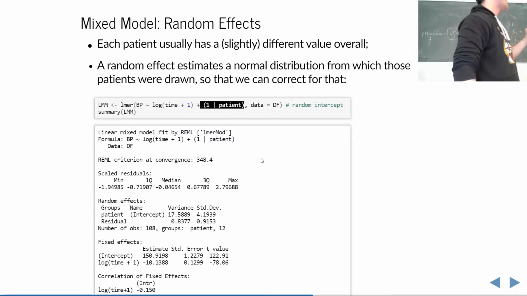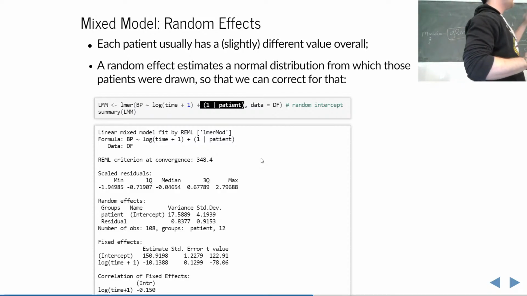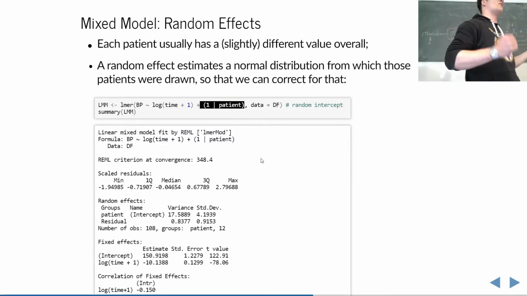REML is restricted maximum likelihood. That is the way that a linear mixed effects model is estimated. It can also be done with something called the ANOVA method, which is another annoying name because it has nothing to do with ANOVA. But this criterion, usually you can ignore it. So it doesn't matter much what it says, unless you get an error or a warning.